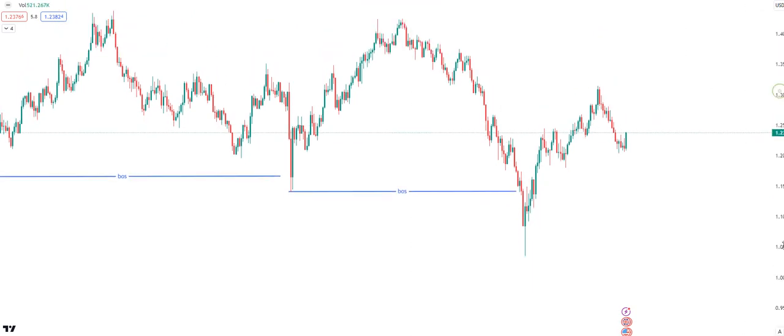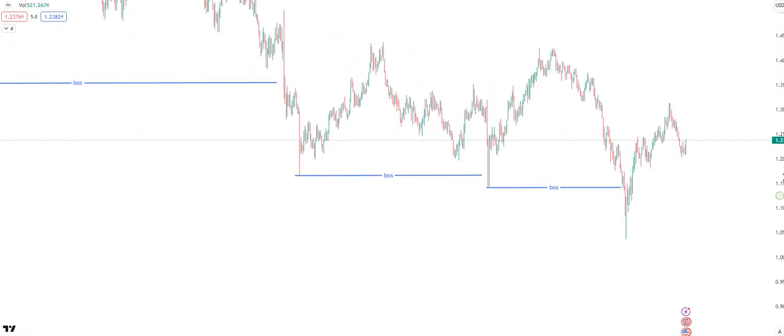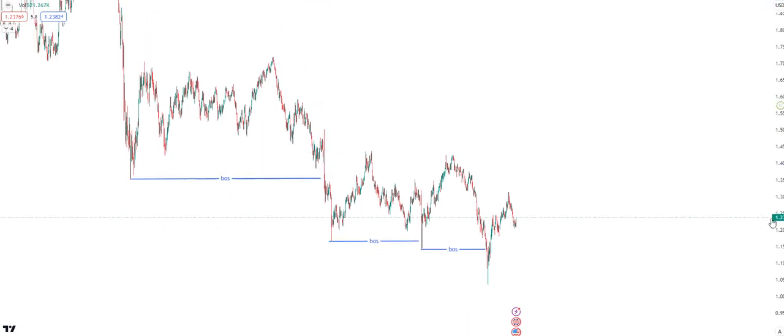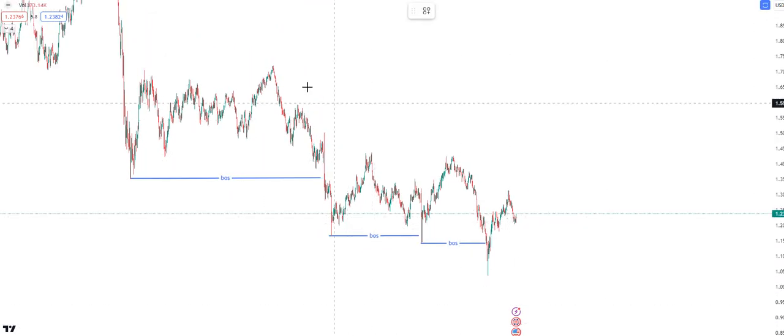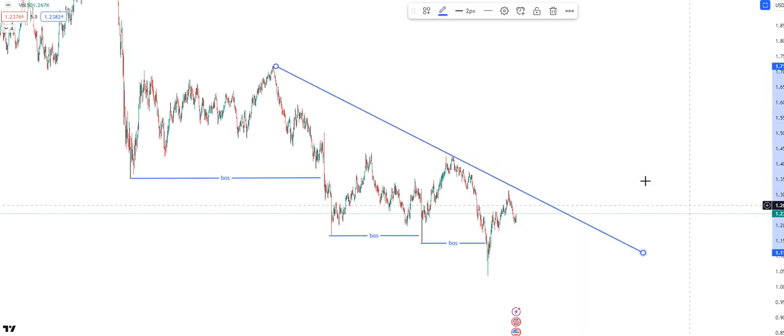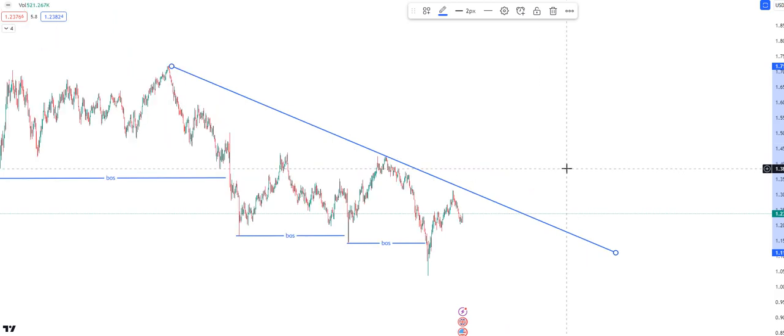Alright, now what we have on the weekly time frame, we are definitely bearish. You can clearly see we are definitely bearish. So let's put our downtrend here, from here to here. So we are definitely bearish on the higher time frame. Okay, so bearish structure on the downside, of course.